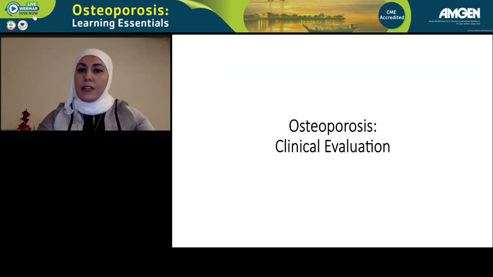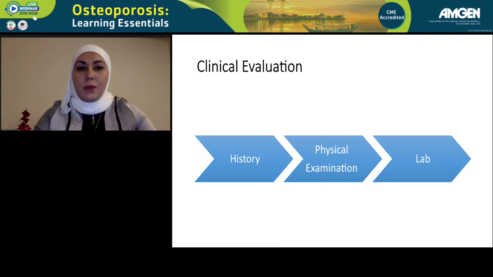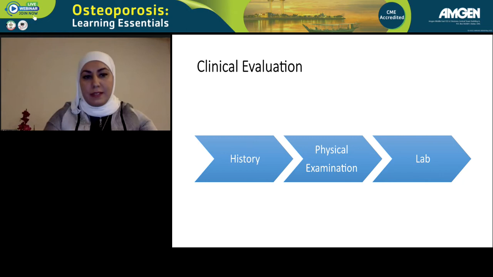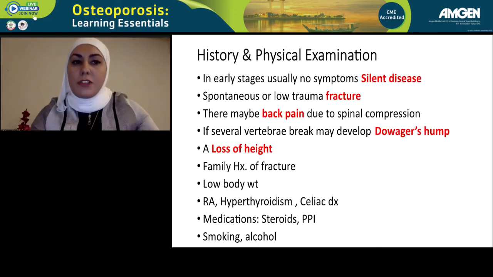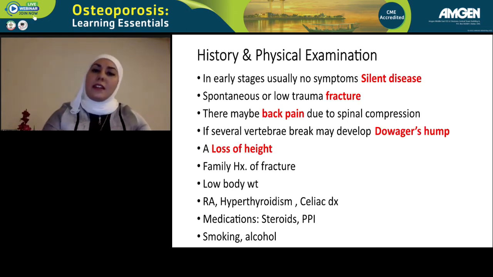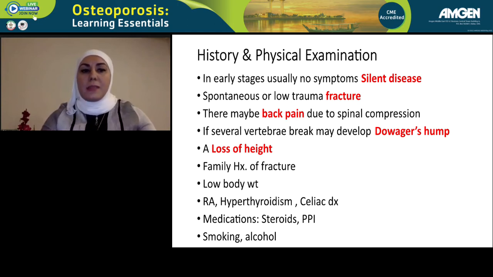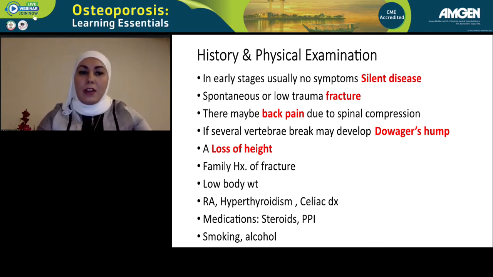Now we'll move to clinical evaluation. We start by history, physical examination, and laboratory assessment. As I mentioned before, in early stage, usually there are no symptoms, so it's called a silent disease. There might be a spontaneous or low trauma fracture. There may be back pain due to spinal compression. If several vertebrae break, may develop Dowager's hump, a loss of height.